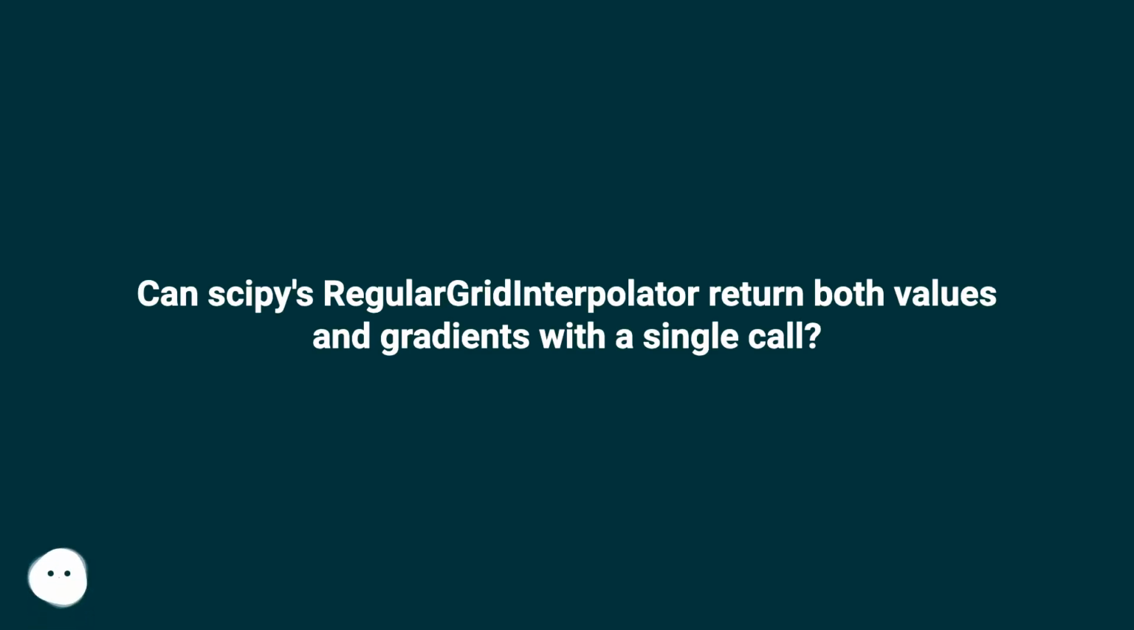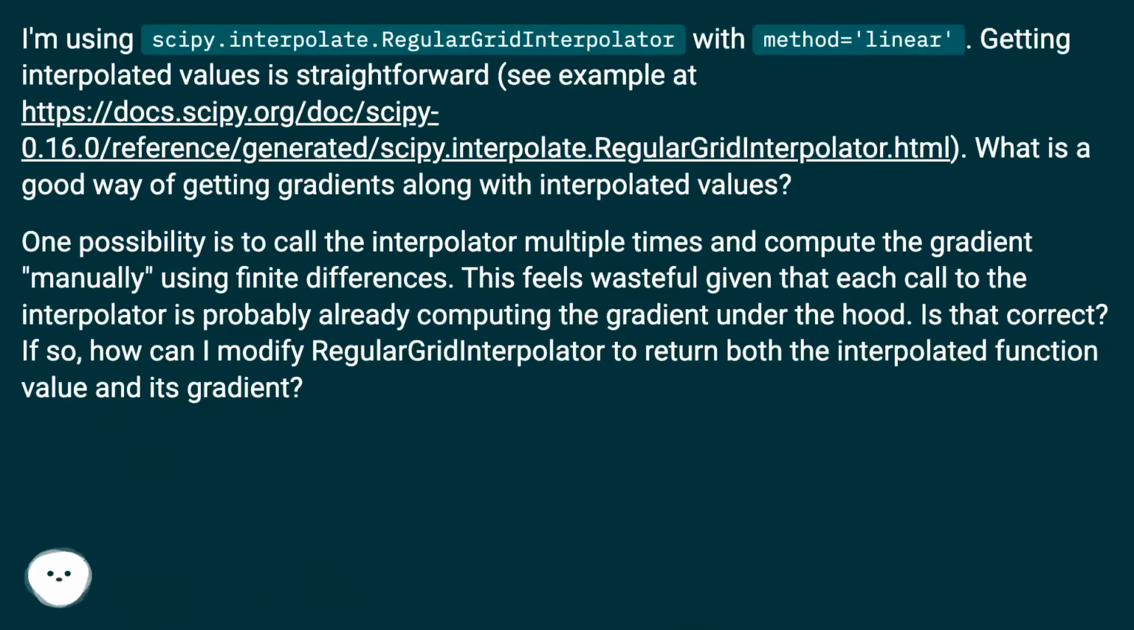Can SciPy's regular grid interpolator return both values and gradients with a single call? I'm using scipy.interpolate.RegularGridInterpolator with method equals linear. Getting interpolated values is straightforward. See example at this URL. What is a good way of getting gradients along with interpolated values?